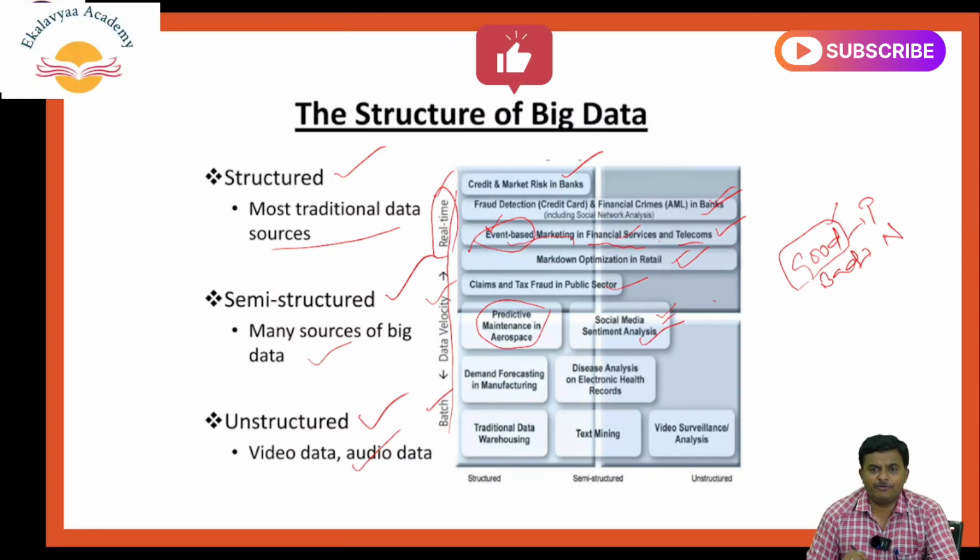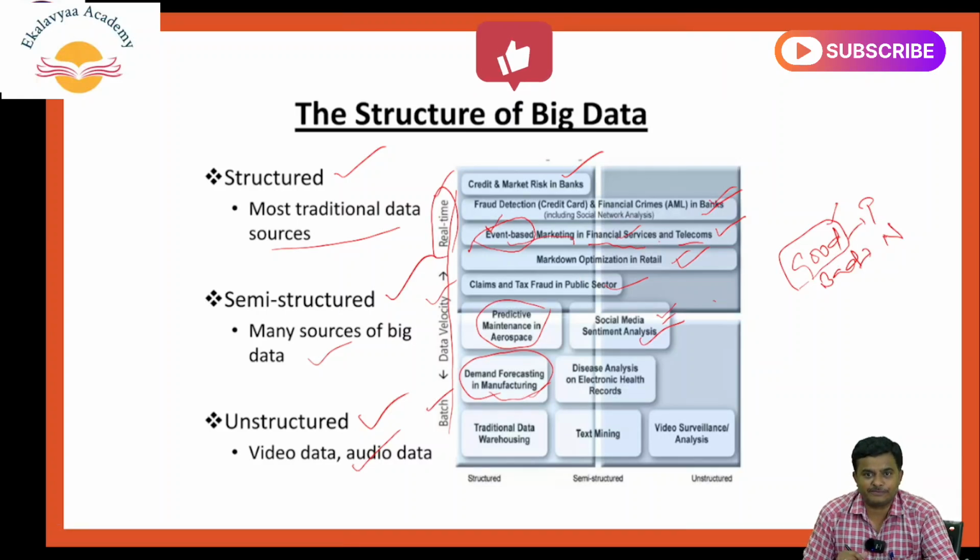Next, demand forecasting in manufacturing. That is, for example, if some people have purchased and posted updates in social media, there will be several people responding to that event, like I'm going to buy, it's a good product, I'm also planning to buy it. Using that, the company tries to forecast the demand, whether it may increase or decrease in the future.